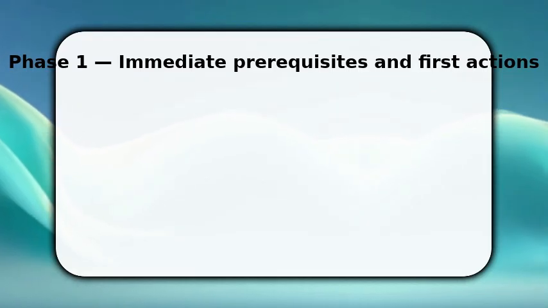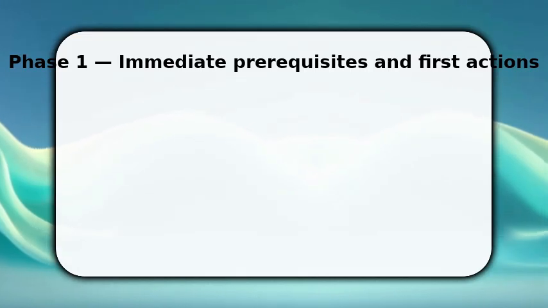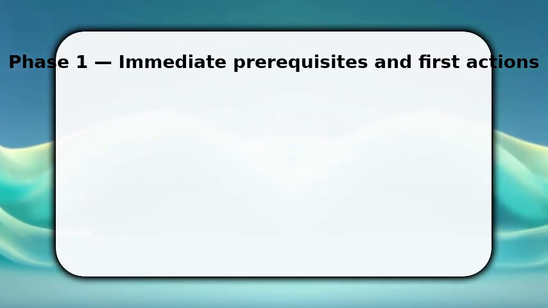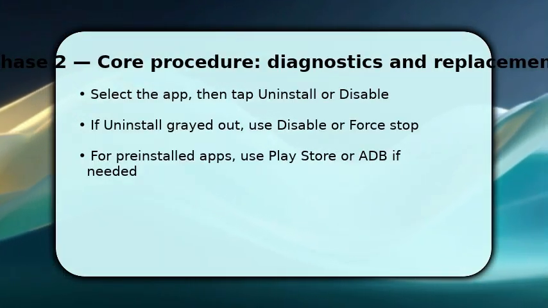Once you see the list, scroll or use search to find the unwanted app name. That begins the removal workflow. You now tap the specific app to open its info screen. This is where uninstall options live.